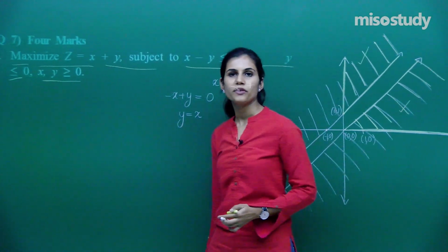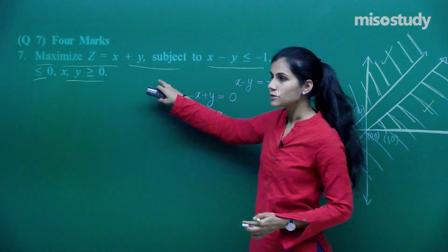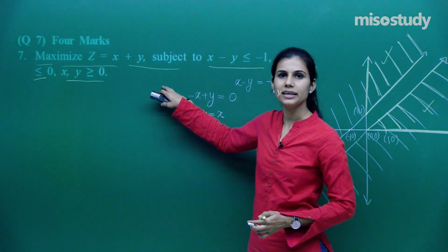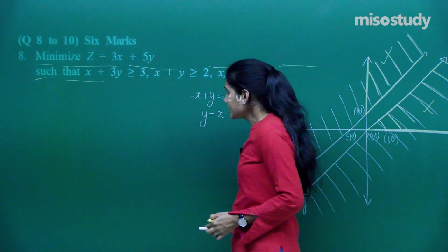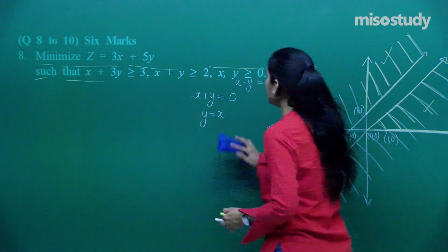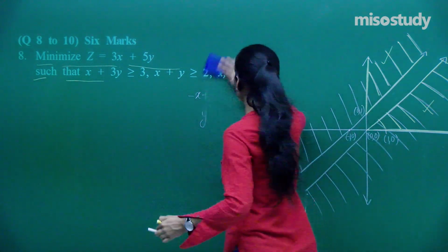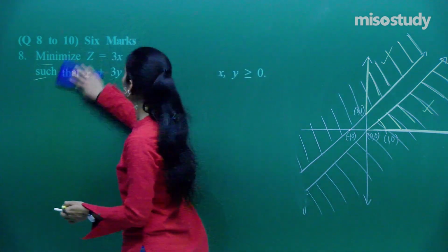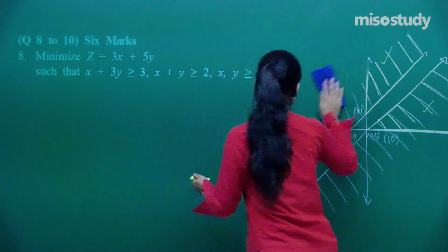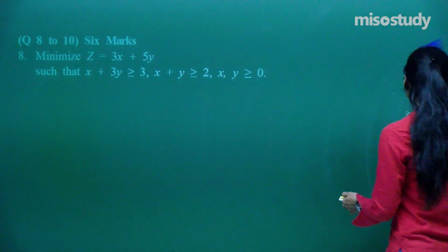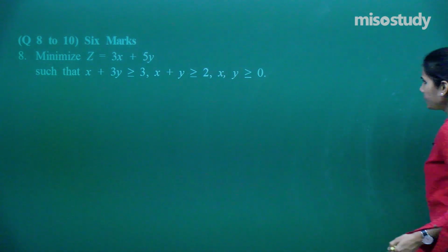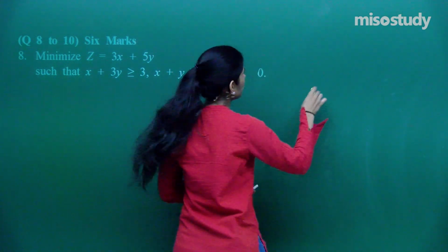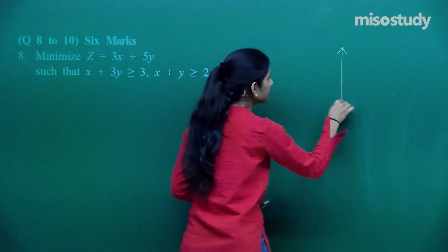This is an example of an LPP which does not have any optimal solution. Next I have minimize z equals this. I am supposed to minimize now subject to certain constraints. So the exact same scheme is going to be followed as we are doing. Same thing you need to do again and again. This is the pattern of LPP problems only.